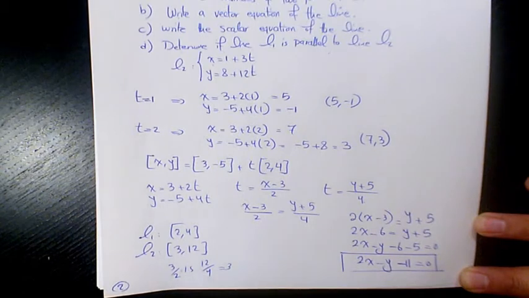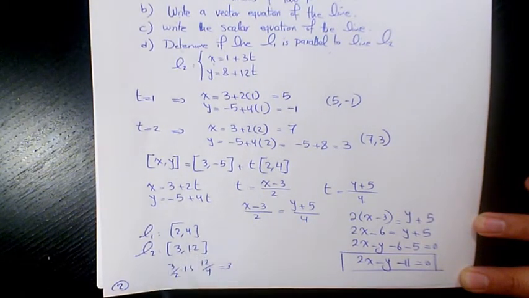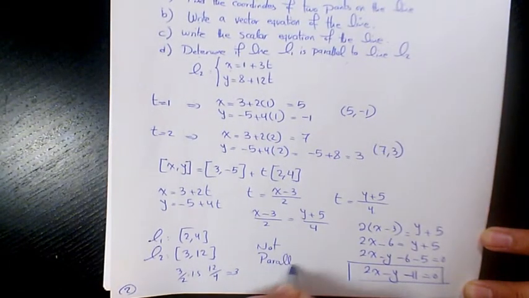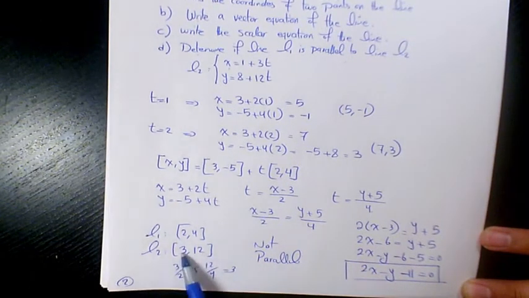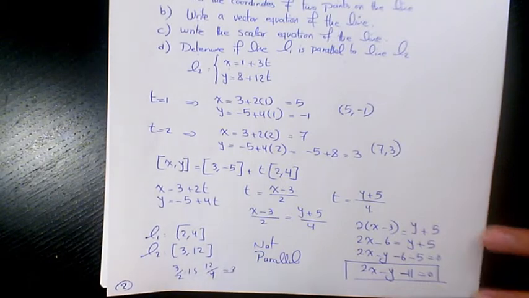These are not the same. The ratio is not the same for x and y. It means that they are not parallel. Because if they are parallel, the slope of one line has to be a multiple of the slope of the other line.